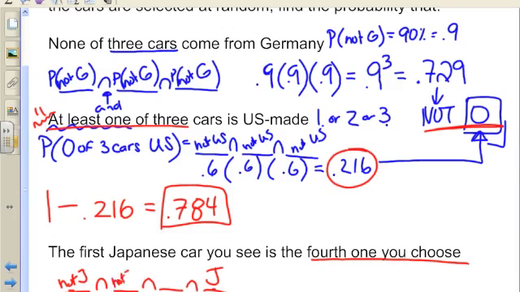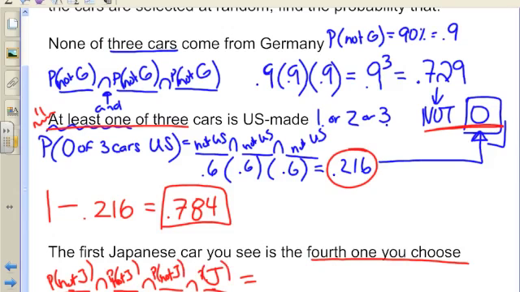The second one is still not a Japanese car. And the third one is still not a Japanese car. So now all I have to do is fill in some numbers. Remember that and means multiply. So really, what I'm doing here is I'm actually taking the probability of each of these statements. Okay, I just write it a little shorthand.